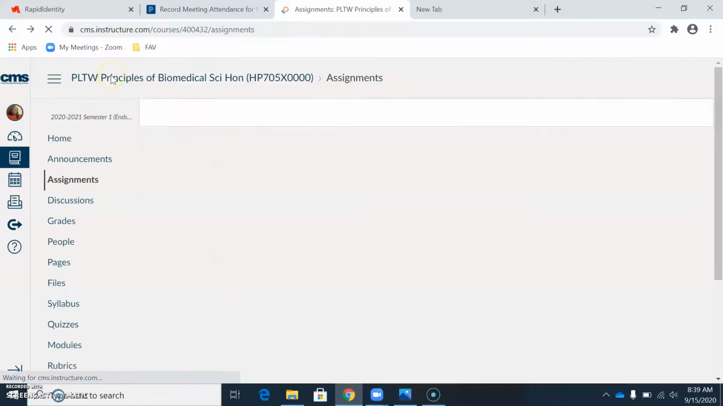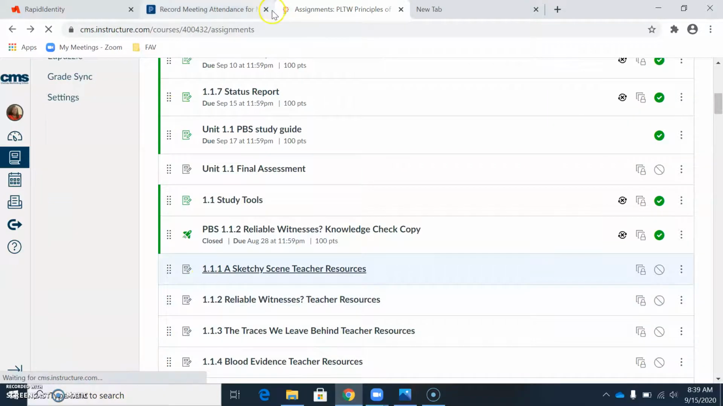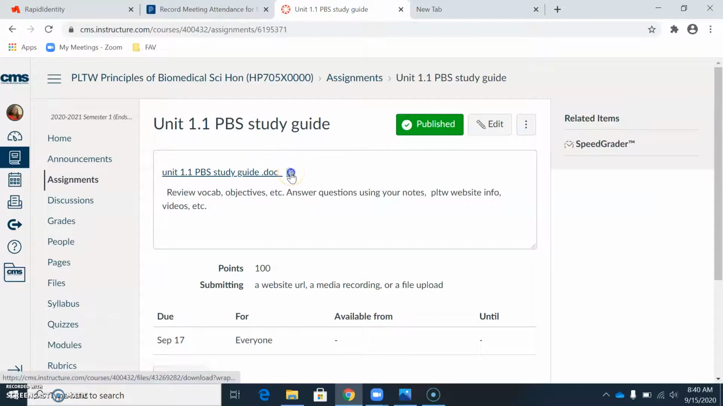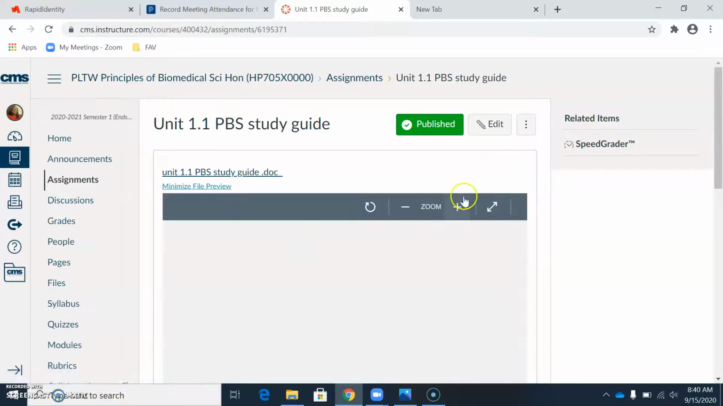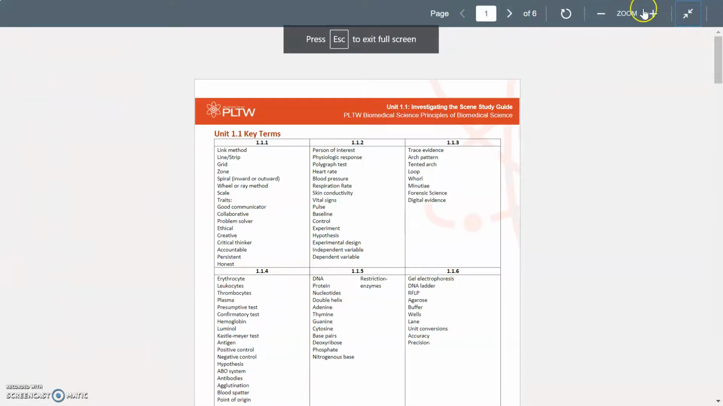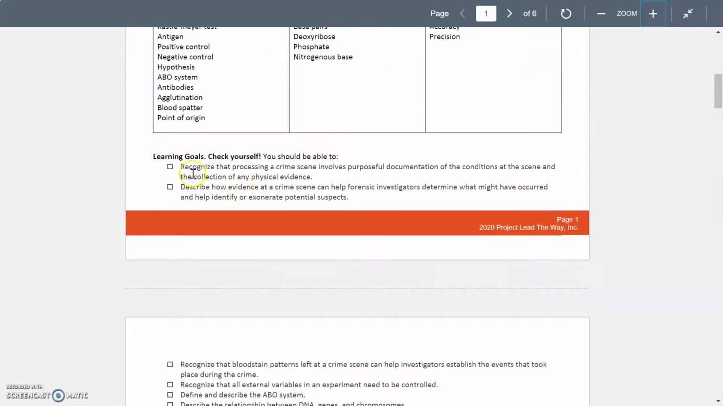Then when you go back out, you have, again, a study guide. With the study guide, you're not doing all of the study guide. Some of it, again, is just reviewing the vocabulary and things of that nature. So again, key terms that we went over in those lessons, and some learning goals to check yourself, things that you should be able to do.